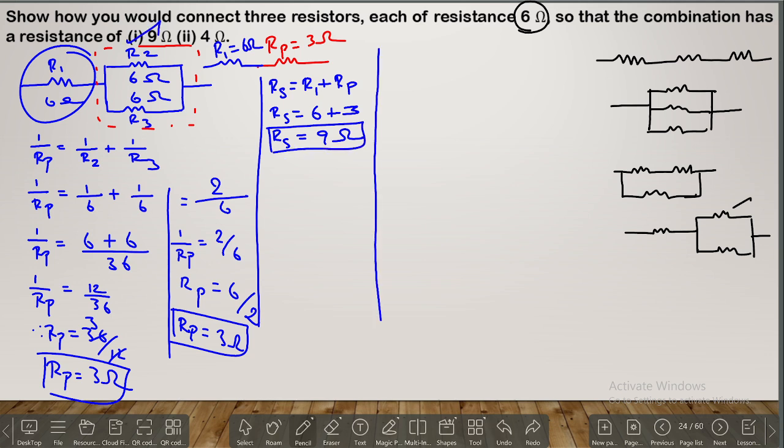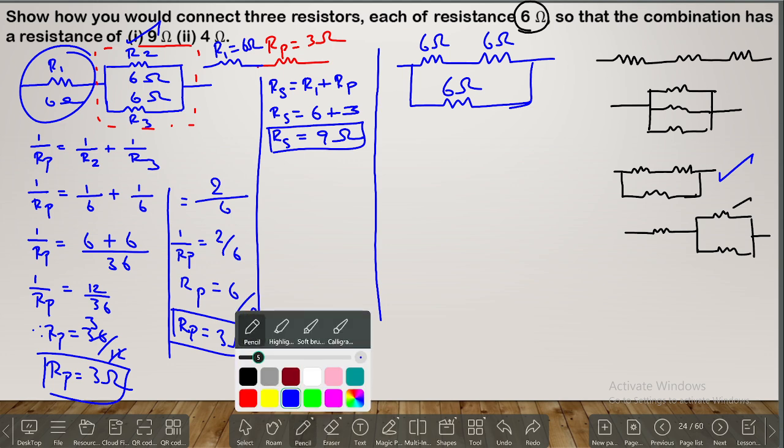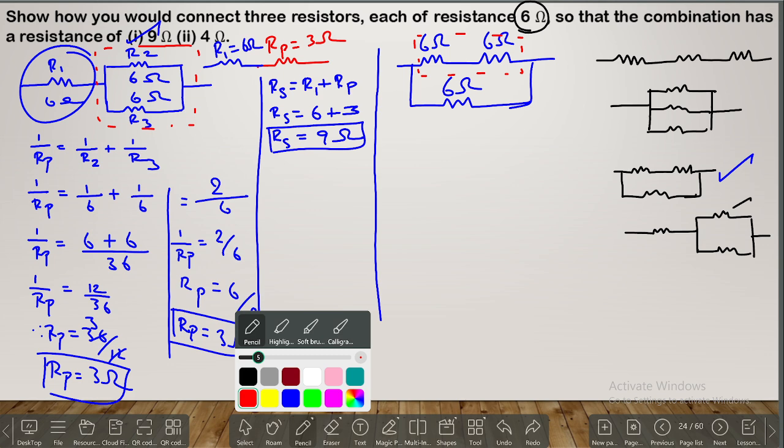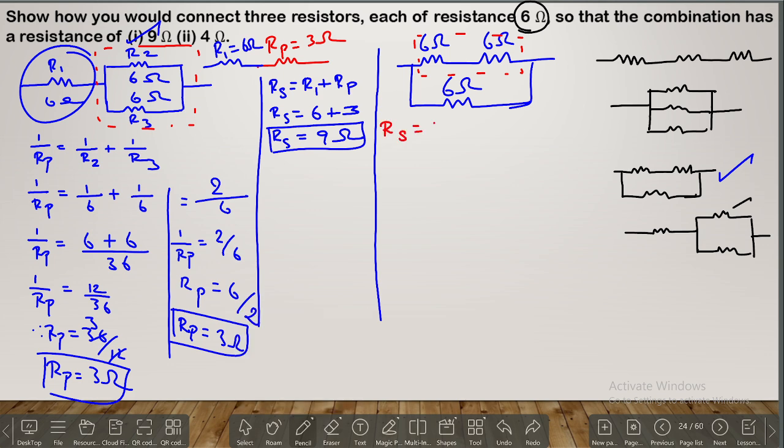For the second one, we are going with this type of combination. That means 2 resistors are in series, along with that 1 resistor in the form of a parallel: 6 ohm, 6 ohm, 6 ohm. So first we need to find the net resistance for the 2 resistors which are connected in series. What is the series formula? R is equal to R1 plus R2. What is the value of R1? 6. R2 6. 6 plus 6 is going to be 12 ohm.